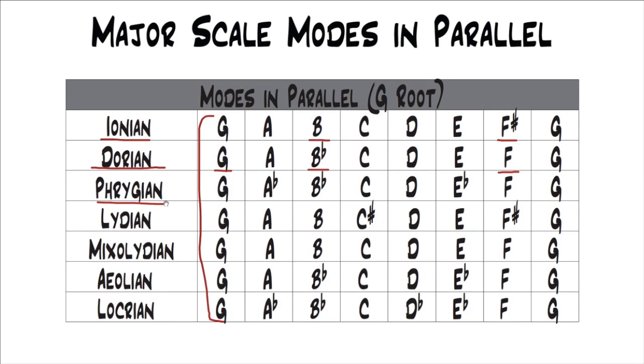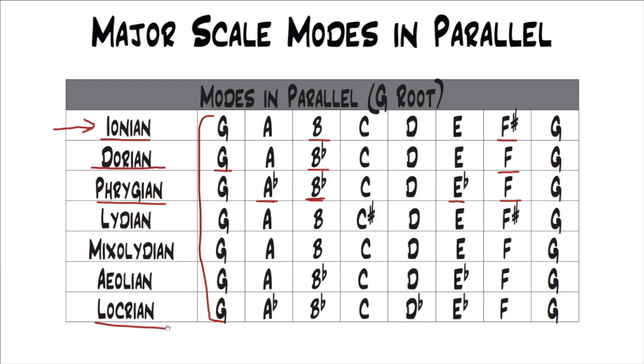Phrygian is built root, flat 2, flat 3, 4, 5, flat 6, flat 7, back to root. That's why you end up with the A flat, B flat, E flat, and F if you compare that to the actual major scale, because you flatted the 2, flatted the 3, flatted the 6, and flatted the 7. And so on. You can go through all the modes that way. That's how to look at the modes in parallel and how they all compare to each other. And really you're looking at how they compare to the major scale, which is Ionian.